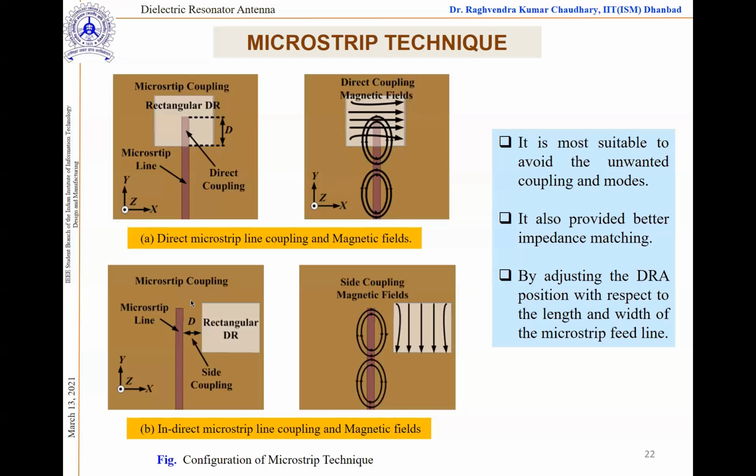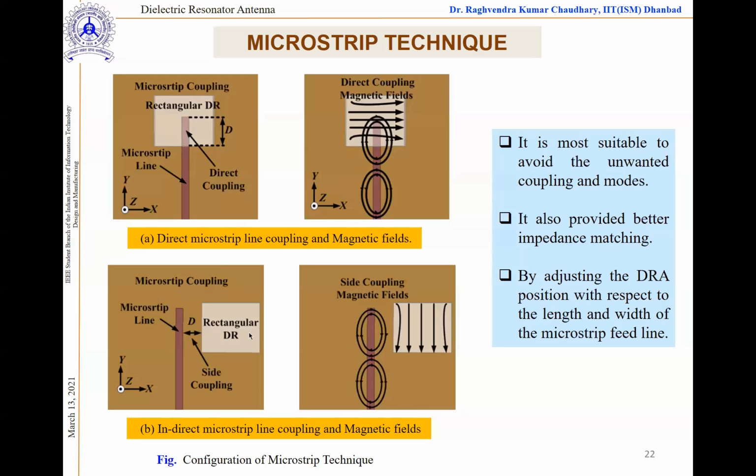Correct. So what will happen? You can see here, if you're putting it over this feed line, this will be the magnetic field. This will be the orientation of the magnetic field, and here when it interacts with the DRA, the field lines will be like this. It will be stretched like this.